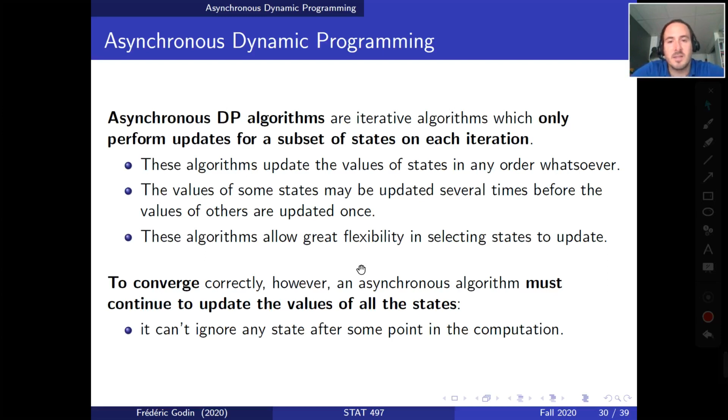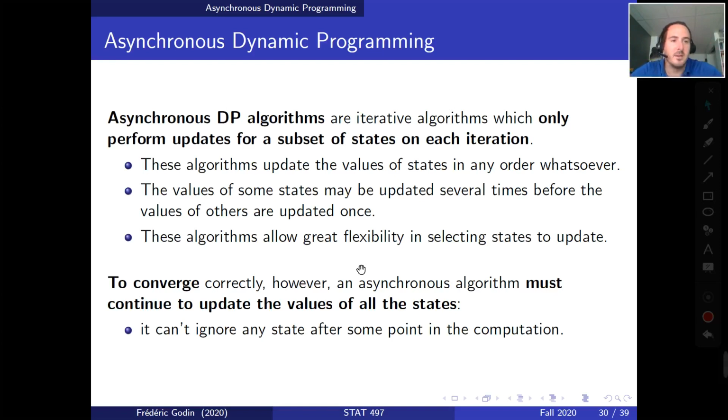How do they work? Asynchronous dynamic programming algorithms are, again, iterative algorithms, as we've seen earlier. But the difference is that instead of going through all states to do a sweep, you will select, either randomly or by choice, a few states to update in each sweep. Instead of sweeping through all the states and updating all of them, you might pick a few of them at each iteration and only update these states. In this procedure, it might happen that some states are updated a few times before some other state is updated.